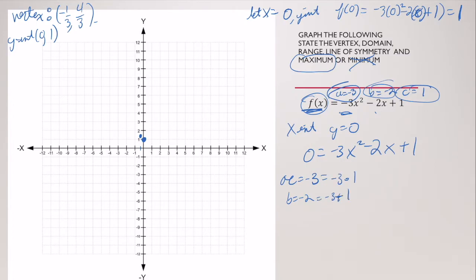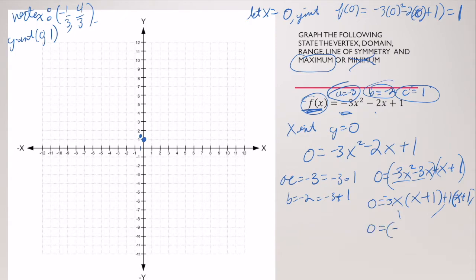So I'm going to use that to pull my middle term apart because my leading coefficient a isn't 1. So I have 0 is negative 3x squared minus 3x plus x plus 1. And then we factor by grouping. The greatest common factor of negative 3x squared and negative 3x is negative 3x. The greatest common factor of x plus 1, of x and 1, is going to be 1. Then I collect the greatest common factor, so I have 0 is negative 3x plus 1 times x plus 1, and I set each of those equal to 0.